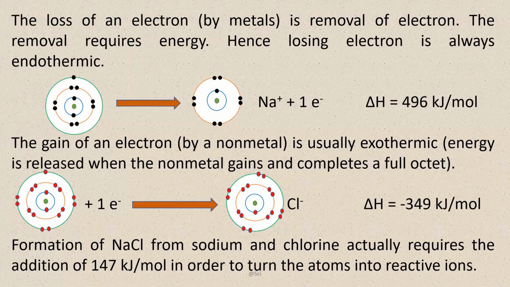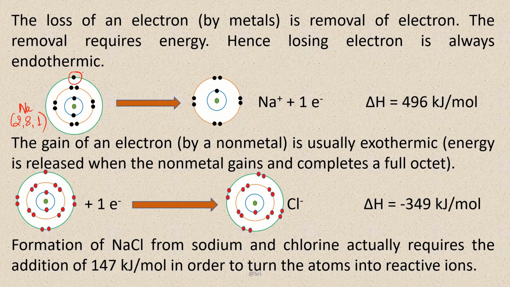Now, if you look at this configuration here, this is sodium, 2, 8, and 1. The loss of an electron, since this is a metal, is the removal of an electron. There is one electron in the outermost shell, and that needs to be lost in order for sodium to become stable.